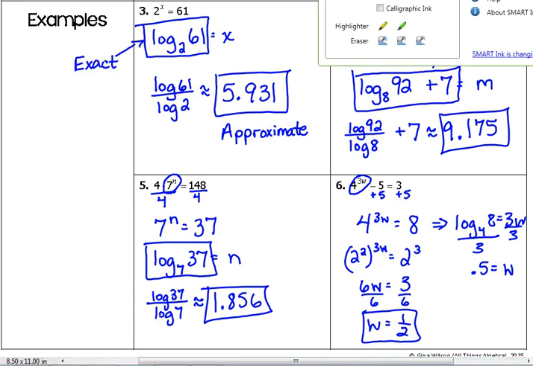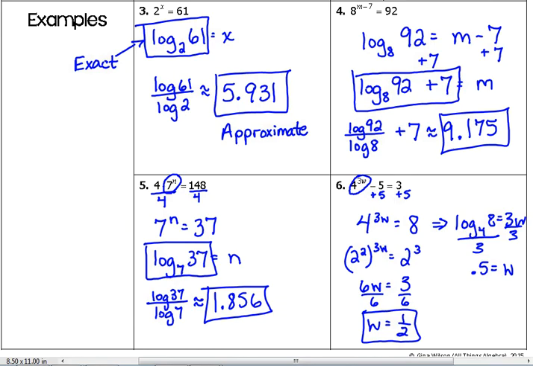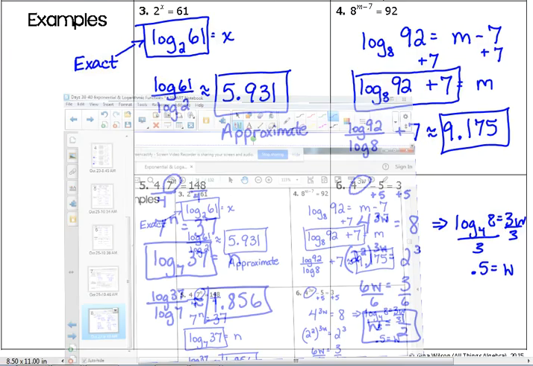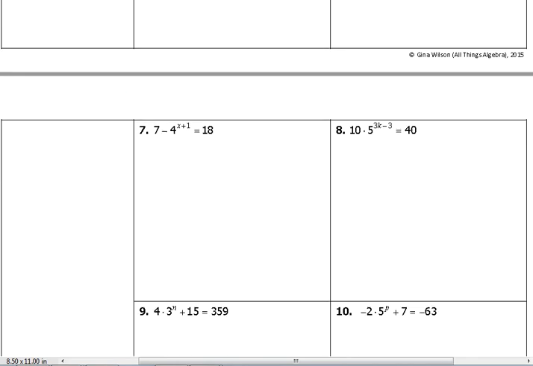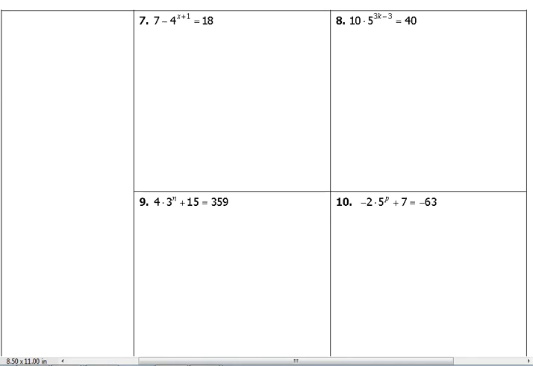Okay. Questions so far? Pretty simple, right? Okay, let's flip it over. Do some more examples. Look at number 7.